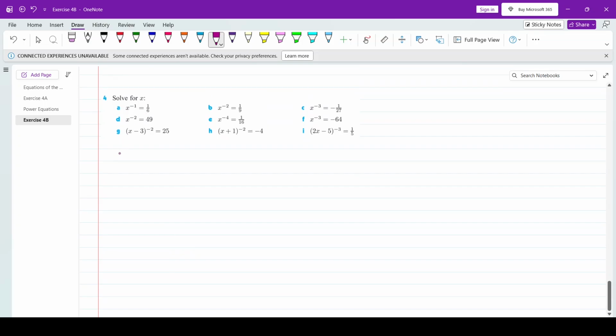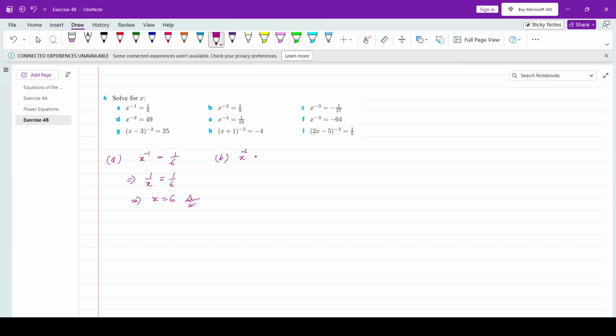Solve for x. X raised to the power negative 1 is equal to 1 by 6. Now we know in order to make this negative power positive, we need to take the reciprocal. So 1 by x is equal to 1 by 6. And if we cross multiply, we get x is equal to 6.